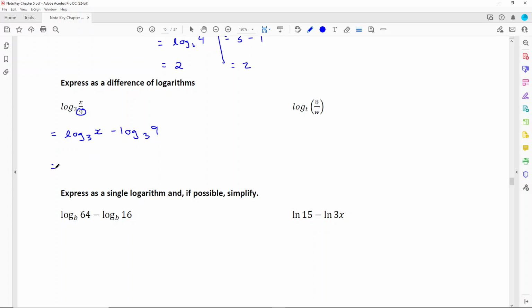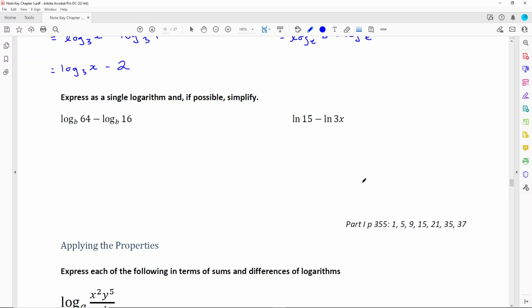And then evaluate if possible. So since we have a log to the base 3 of 9, now I can say that that is 2. And that is as far as I can go. All right, I want you to try this one, so pause your video. Okay, so for this one, you'd have log to the base t of 8 minus log to the base t of w. And because these are base t's, I can't evaluate, so that's done.